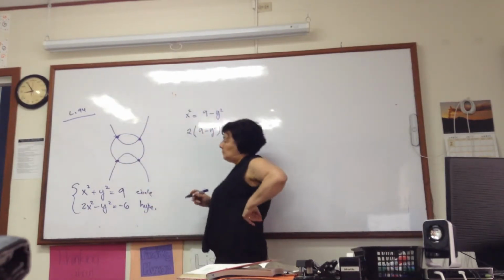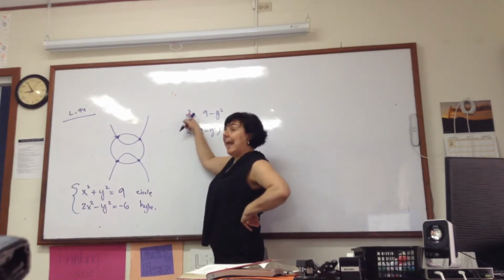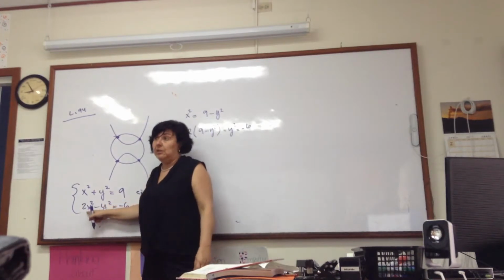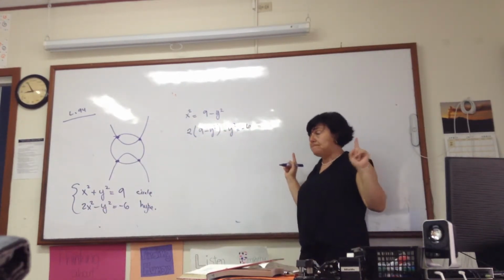I have a question. Since it's squared, do we square it also now? No, because I said that x squared equals this, and this one says x squared. So I'm just substituting what x squared equals. Do you agree?